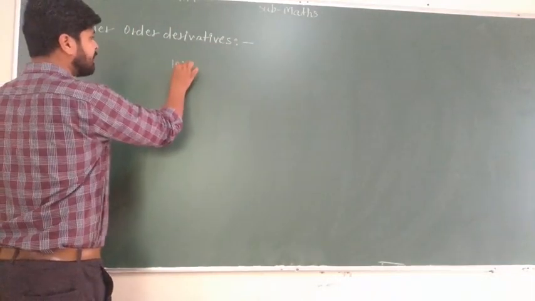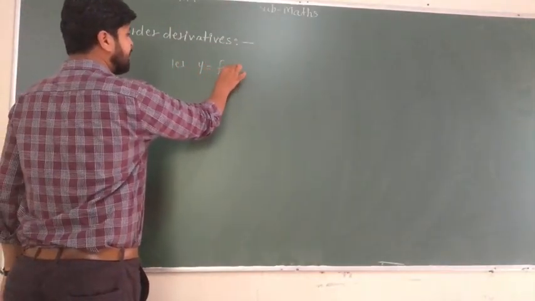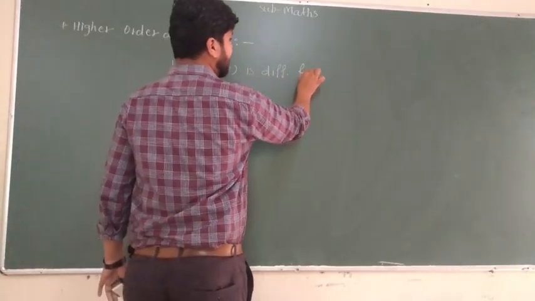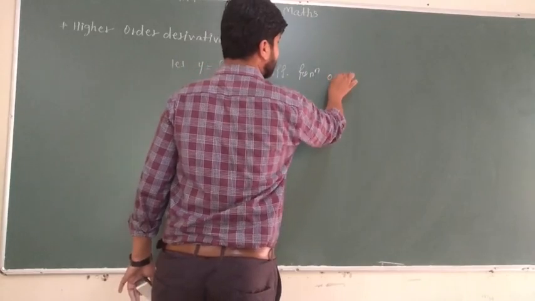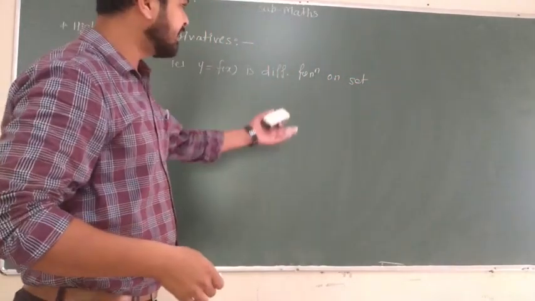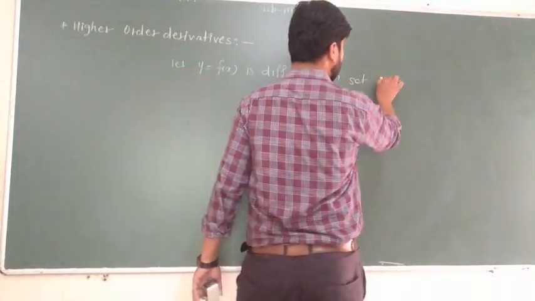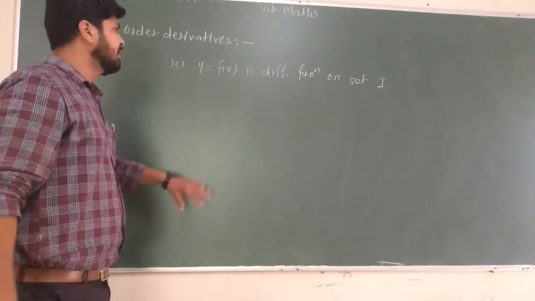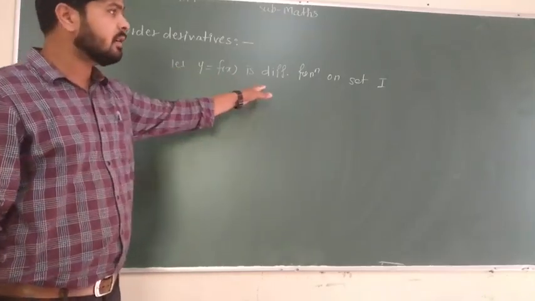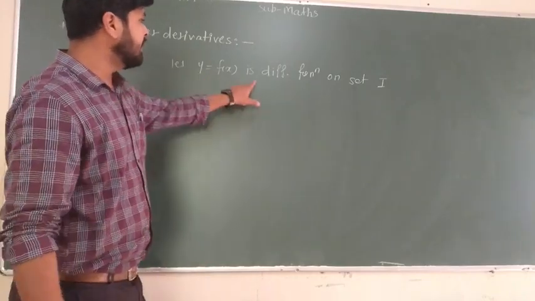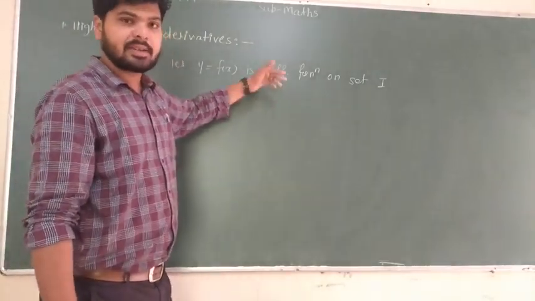Suppose y equal to f of x is a differentiable function on an interval I. This set I is the domain of this function. Suppose y equal to f of x is a differentiable function on I. Then, if this function is differentiable, it is given.